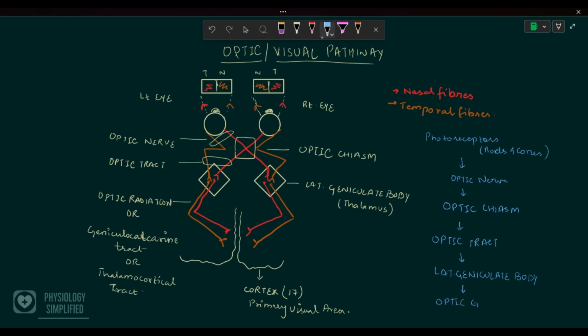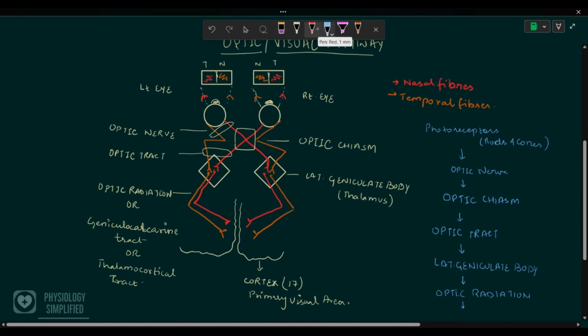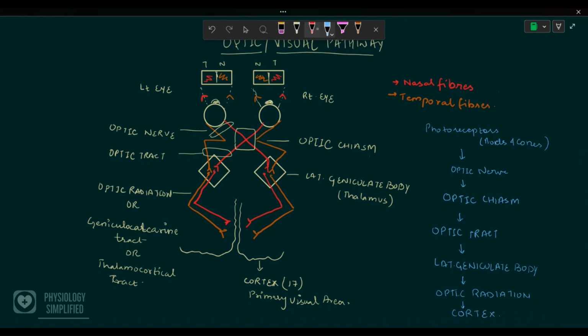So it's here. And in the next video, we will be studying the visual defects occurring due to any damage or injury in the visual pathway. So stay tuned for the next video.